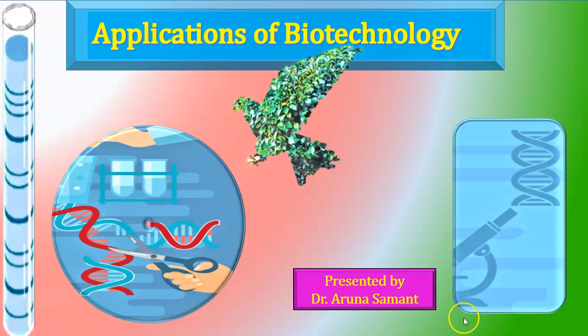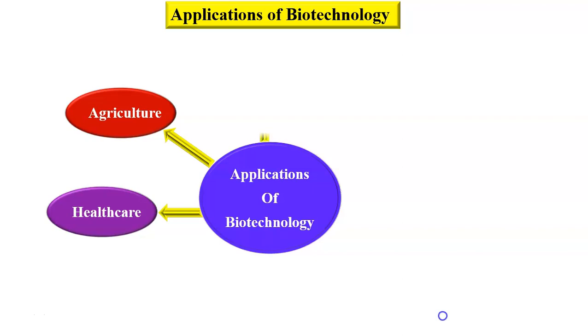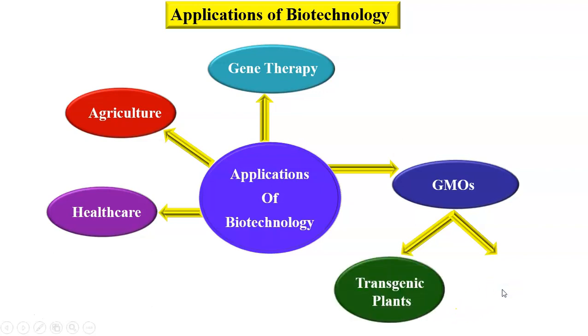In this video, we are going to discuss applications of biotechnology. Man has been using biotechnology to improve the quality of human life. Biotechnology covers a broad spectrum of applications used in many sectors. In this video, we will be focusing on four major sectors, which are healthcare, agriculture, gene therapy, and genetically modified organisms, under which we will be discussing transgenic plants and transgenic animals.